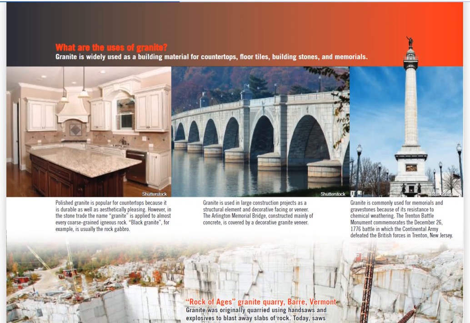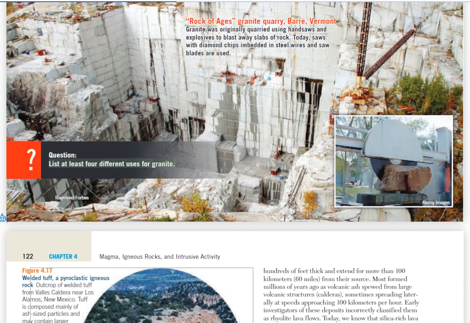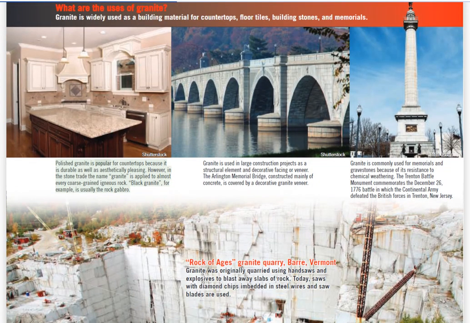Question. List at least 4 different uses for granite. Polished granite is popular for countertops because it is durable as well as aesthetically pleasing. However, in the stone trade the name granite is applied to almost every coarse-grained igneous rock. Black granite, for example, is usually the rock gabbro. Granite is used in large construction projects as a structural element and decorative facing or veneer. The Arlington Memorial Bridge, constructed mainly of concrete, is covered by a decorative granite veneer.